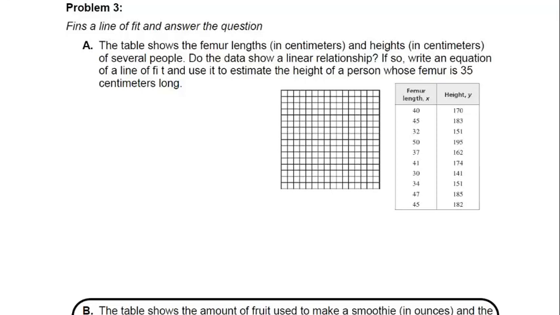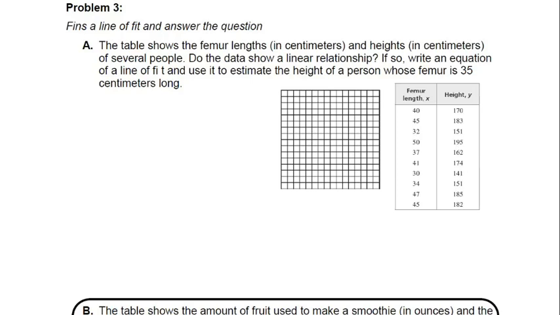Here we go. This is chapter 1.6, problem 3. The table shows the femur lengths. That femur is the bottom bone in your leg. The femur length and height of several people. All right. Do the data show a linear relationship? If so, write an equation of a line to fit and use it to estimate the height of a person whose femur is 35 centimeters long.